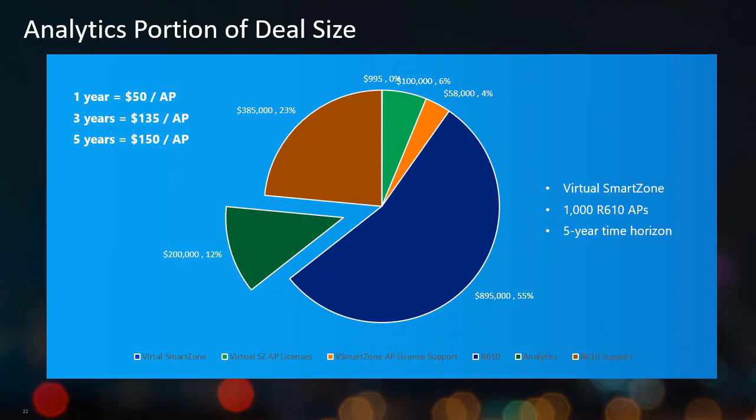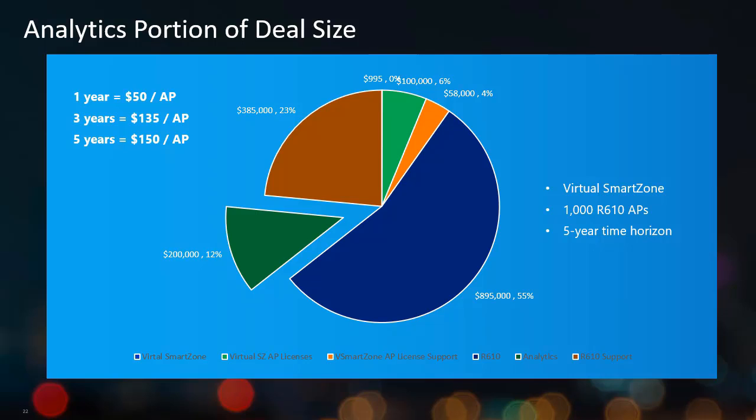This slide gives an example of what percentage of a company's overall network solution the RUCKUS Analytics solution would represent. Here we show a pie graph example of what percentage of a sale for a large RUCKUS deployment the RUCKUS Analytics portion would be. For 1 year, the RUCKUS Analytics price is $50 per AP. For 3 years, the cost would be $135, and for 5 years, it would be $150 per AP, which comes out at $30 per AP per year.